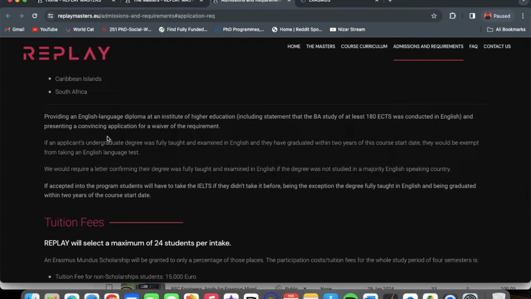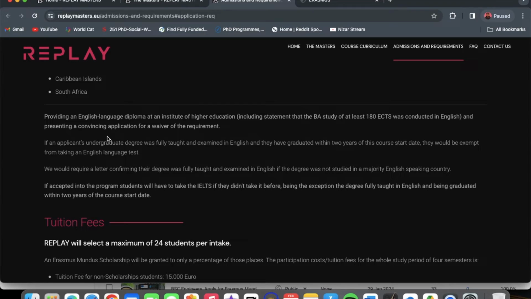Providing an English language diploma at an institute of higher education and presenting a convincing application for a waiver of the requirement. If an applicant's undergraduate degree was fully taught and examined in English and they have graduated within 2 years of this course start date, they would be exempt from taking an English language test. We would require a letter confirming their degree was fully taught and examined in English if their degree was not studied in a majority English speaking country.